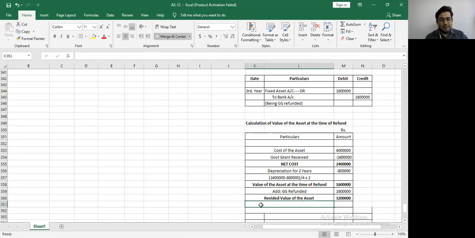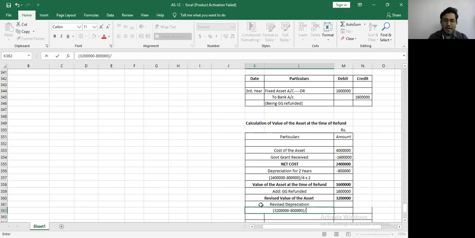Also, let's calculate the revised depreciation. Let's calculate the revised depreciation. How do you do that? 32 lakhs minus, what's the residual value? 8 lakhs.